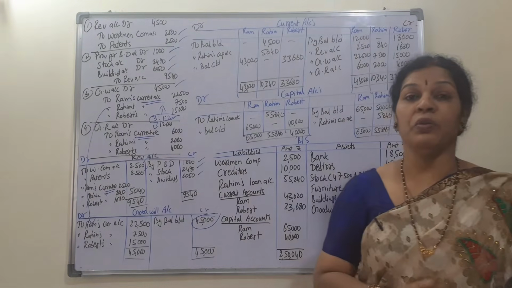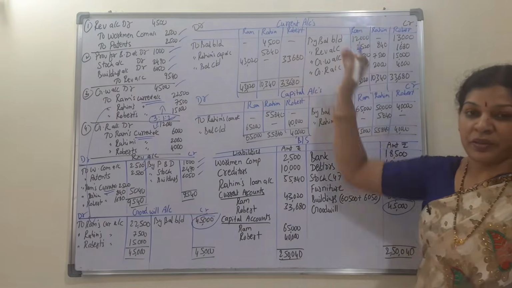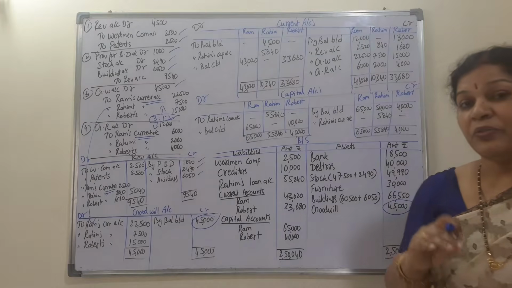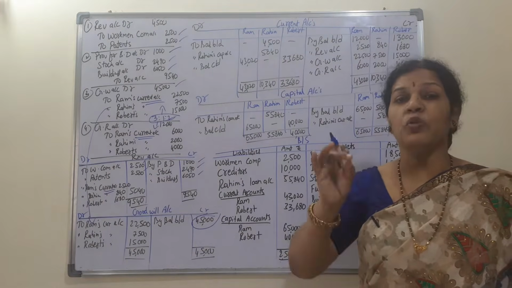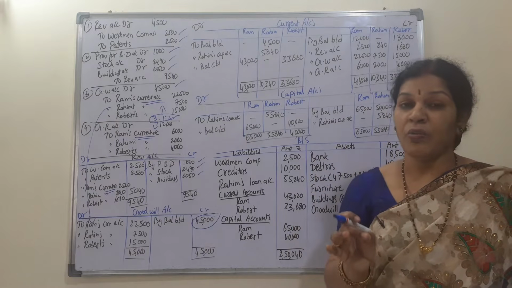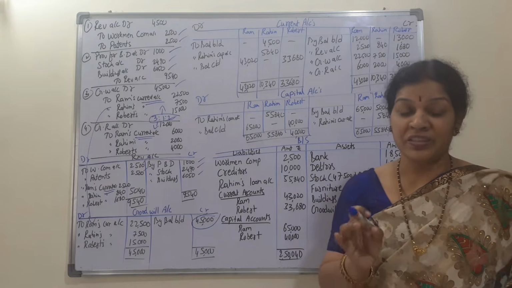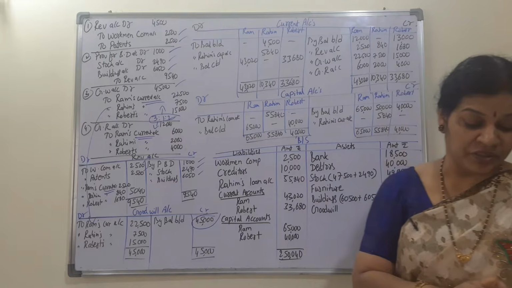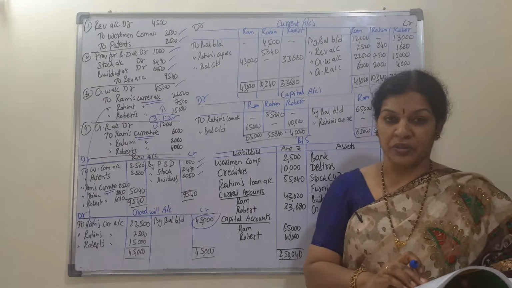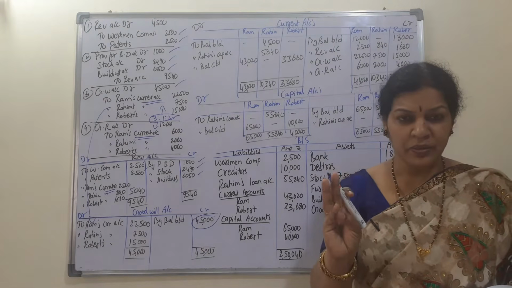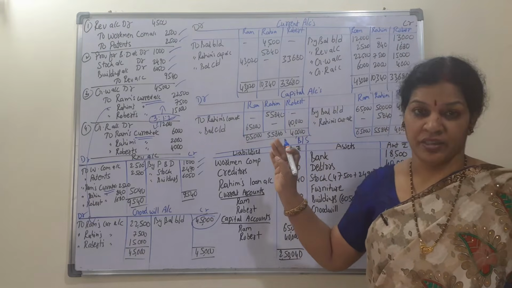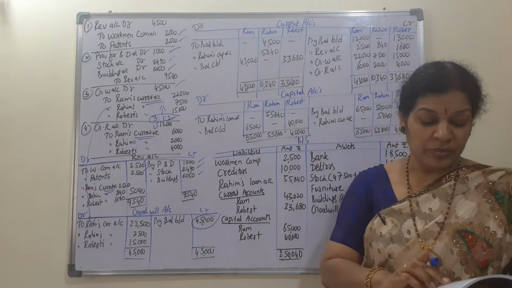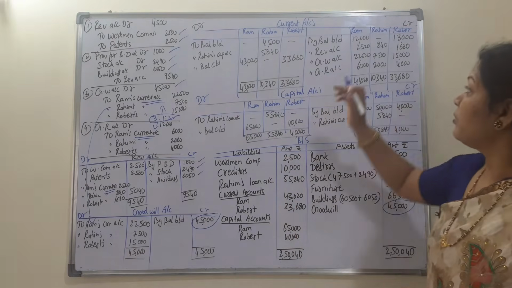Then after that we'll open the partners' current account. Current account will be doing all the adjustments. Current account will start with the opening balance. What is the opening balance of the partners' current account? In the balance sheet it is given. Ram's is 12,000. When we open the current account or capital account, the opening balance will be on the credit side. So Ram's opening balance of 12,000 is written here.